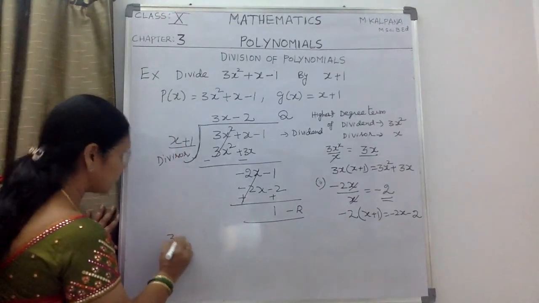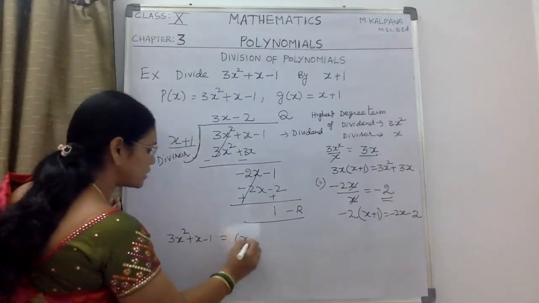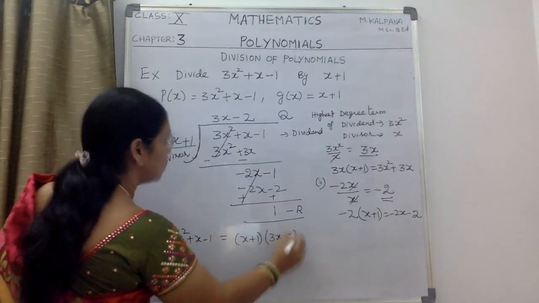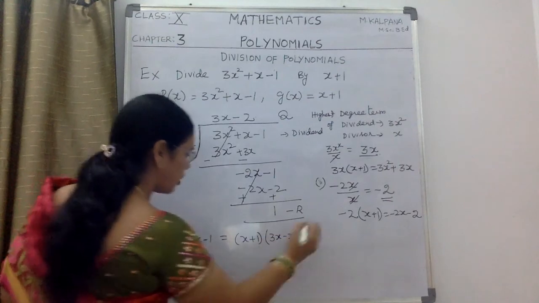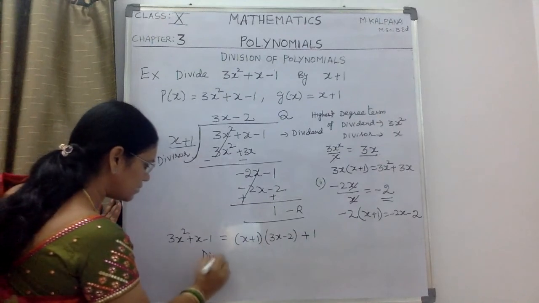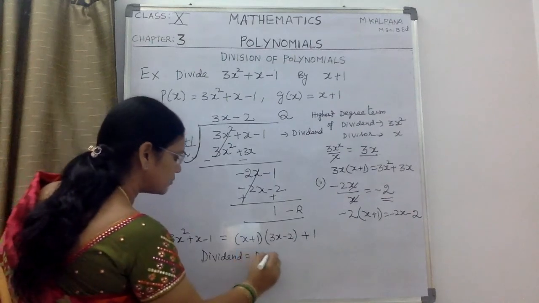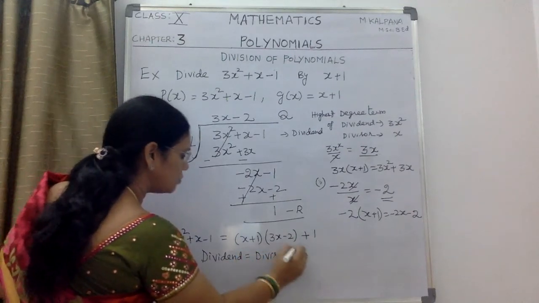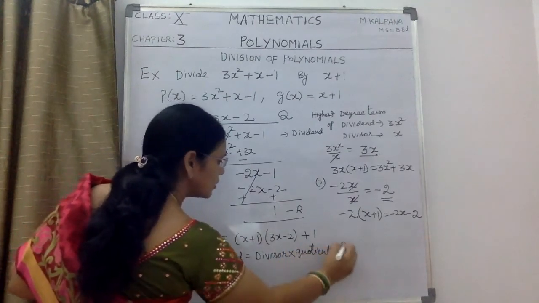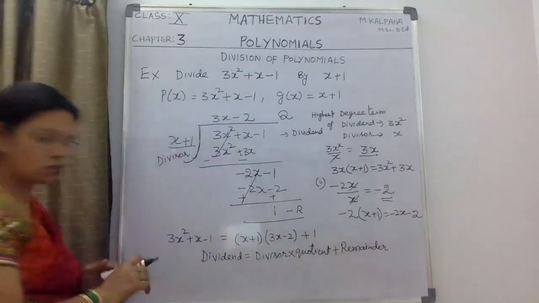Means 3x square plus x minus 1 is the dividend here. What is the divisor? x plus 1 is the divisor. What is the quotient? 3x minus 2 is the quotient. What is the remainder? 1. Now it is in the form of dividend is equals to divisor into quotient plus remainder. We have to prove whether it is true or not.